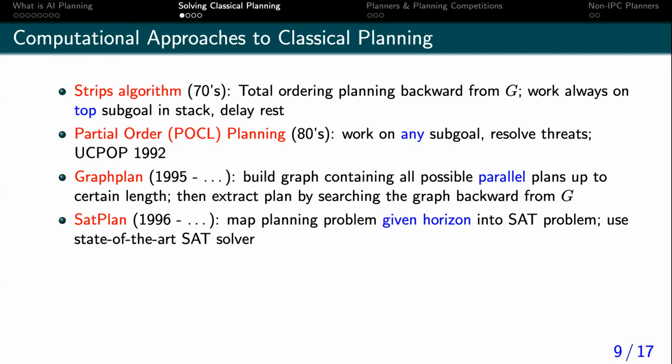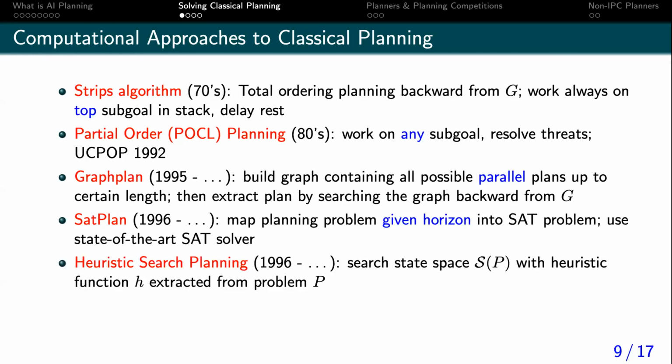SATPlan takes a different approach. Setting a bound on the plan length makes the planning problem NP-complete instead of PSPACE-complete. Then it can be cast as a different computational problem, for example, Boolean satisfiability, and SAT solvers can be used to solve the new problem. So what can be done is basically you can gradually increase the bound until you find a solution. All these approaches assume a relatively small planning problem given, and they don't really scale to larger problems.